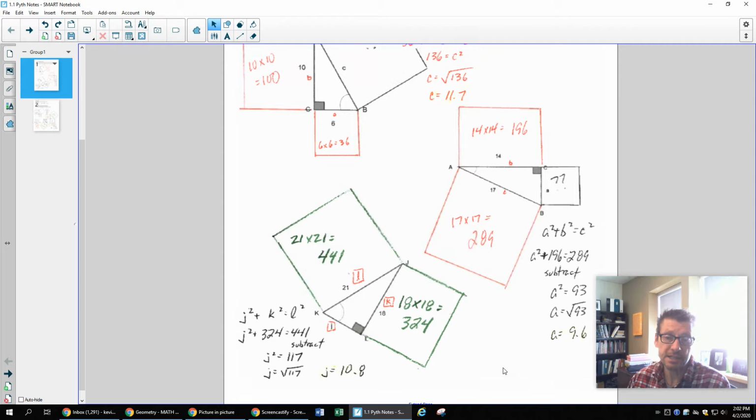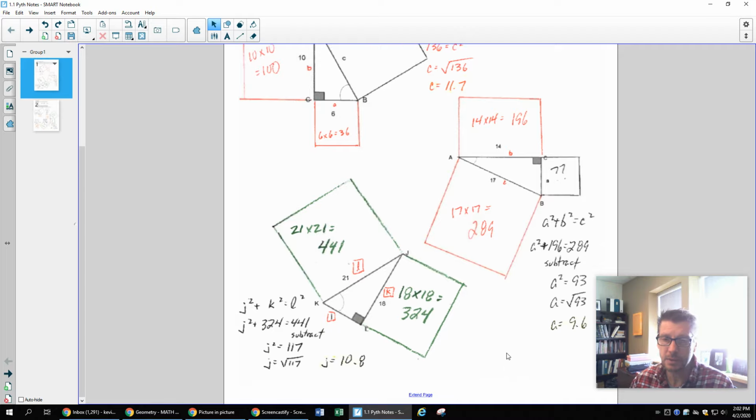So that's how I would do Pythagoras questions. I would draw some squares, and based on the squares, I'm going to solve.